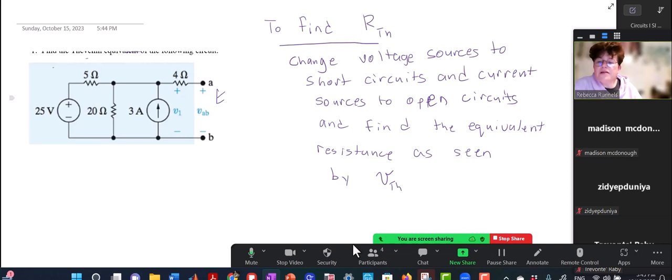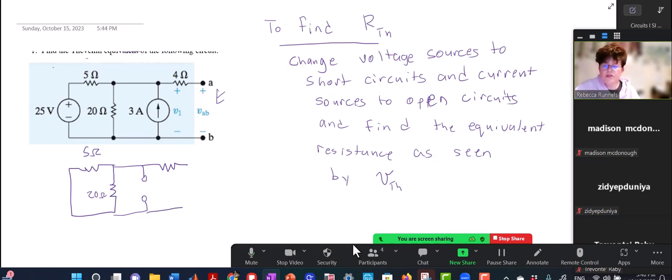So I'm going to take the circuit that I have, and I'm going to redraw it, taking out that voltage source, turning that voltage source into a short circuit. And you don't have to draw this. I'm just showing you that I did it. I turned that current source into an open circuit. So you don't have to draw that. I just wanted to show you that that's what I did.